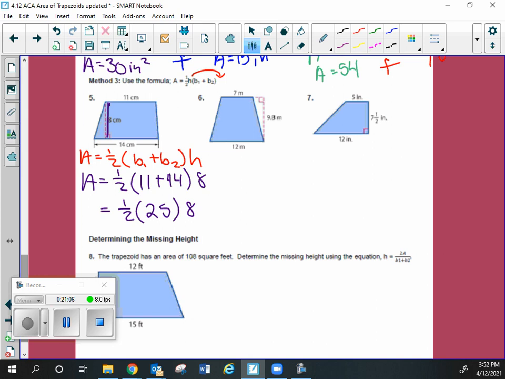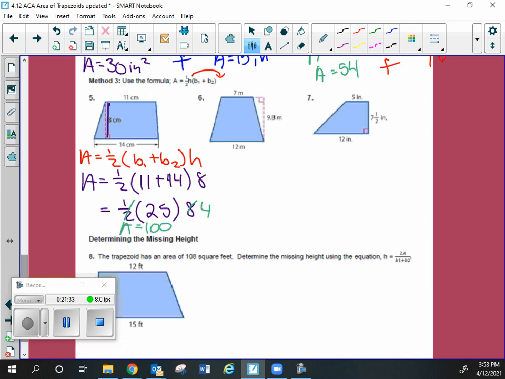Would y'all rather find 1/2 of something or do 25 times something? Come on. What did I do half of? 8. I mean, you could, but do you want a decimal? Just one or two. You pick. Okay. 1/2 of 8 is 4. What's 4 times 25? 100.